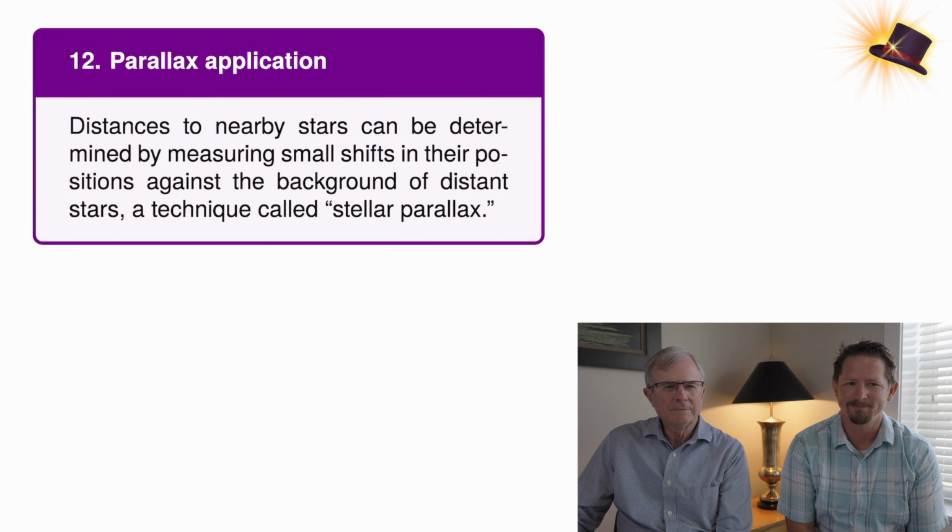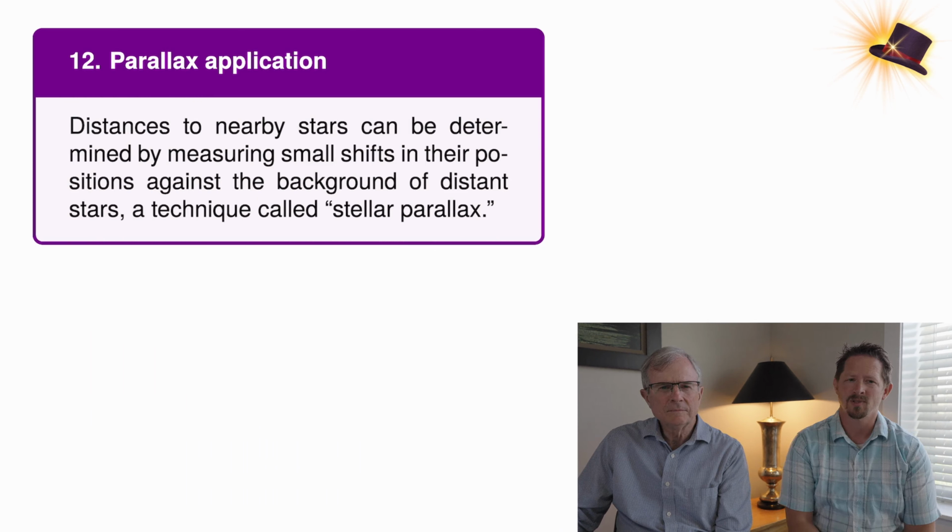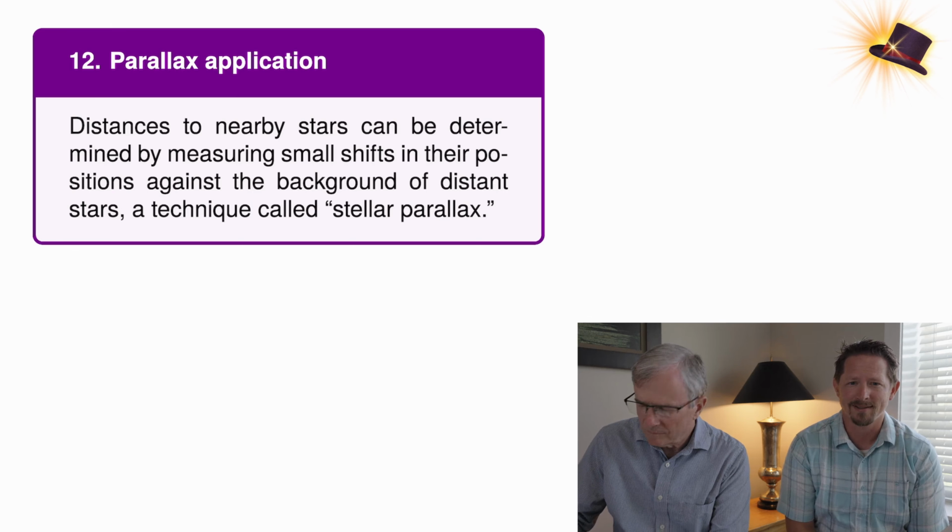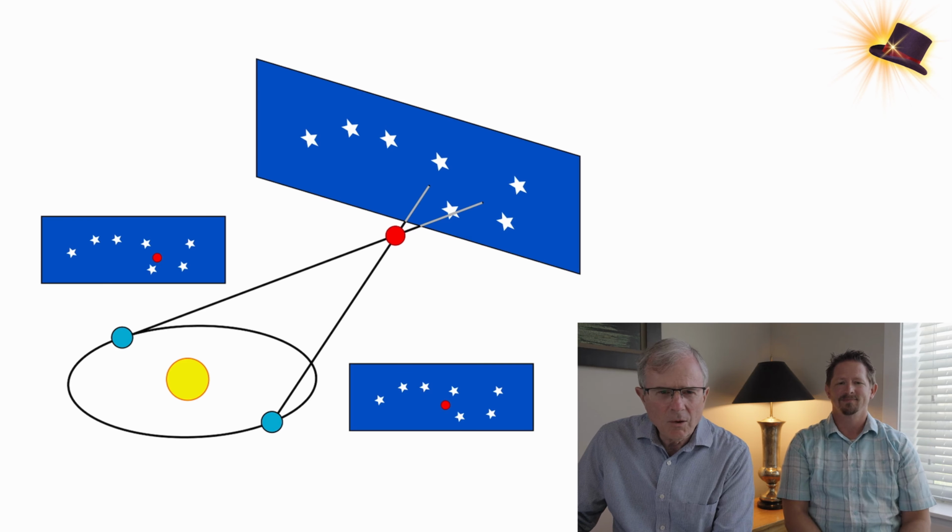Principle 12, parallax application. Distances to nearby stars can be determined by measuring small shifts in their positions against the background of distant stars, a technique called stellar parallax. So this is how it works.